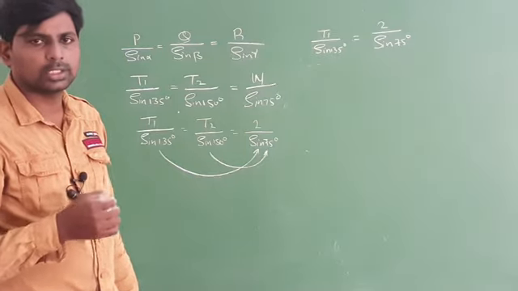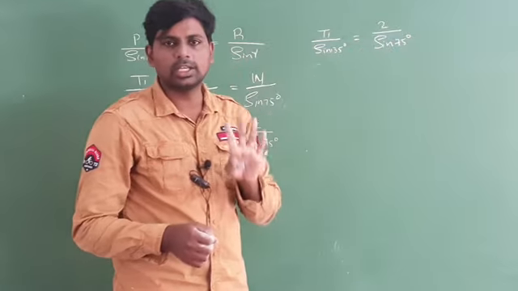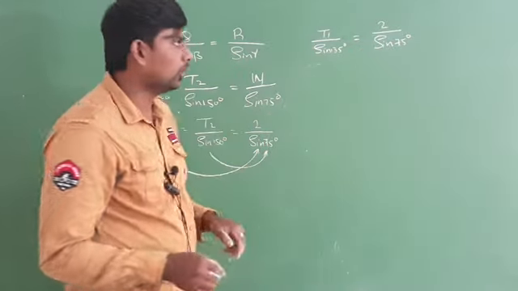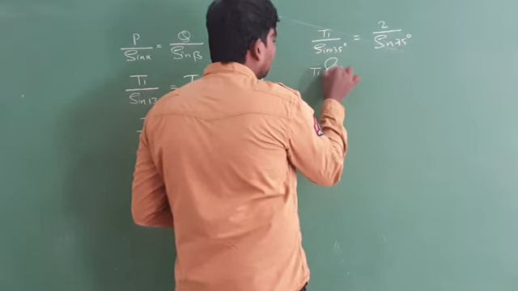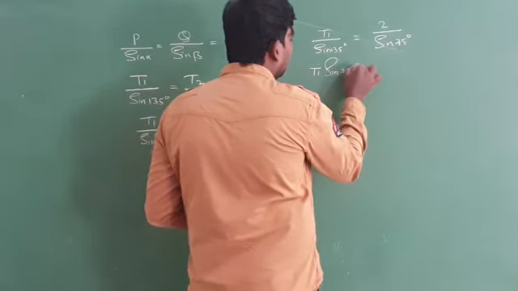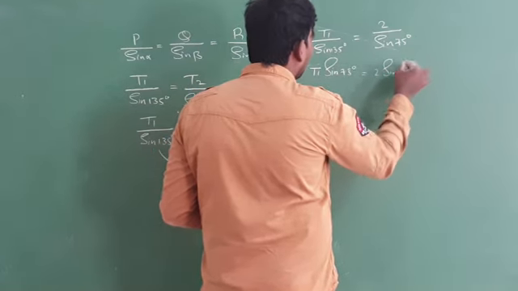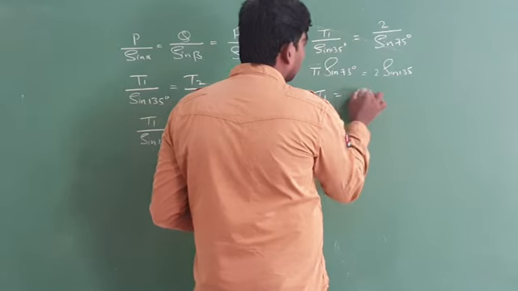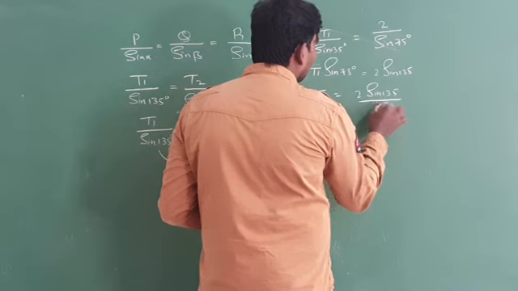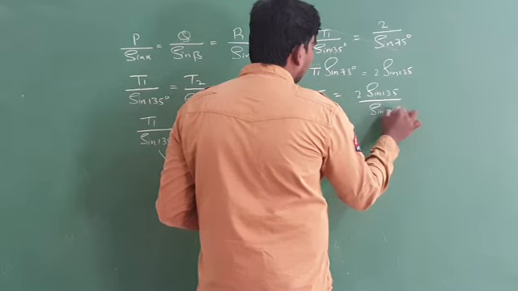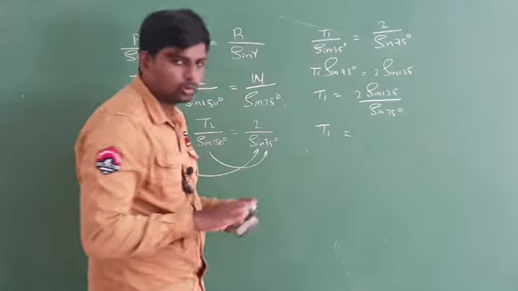Here 4 terms are there. Totally how many terms? 1, 2, 3, 4. 3 are known, 1 is unknown. So you have to go for cross multiplication. T1 sine 75 is equal to 2 sine 135. That is, T1 is equal to 2 sine 135 by sine 75. With the help of the calculator, try to solve this one.